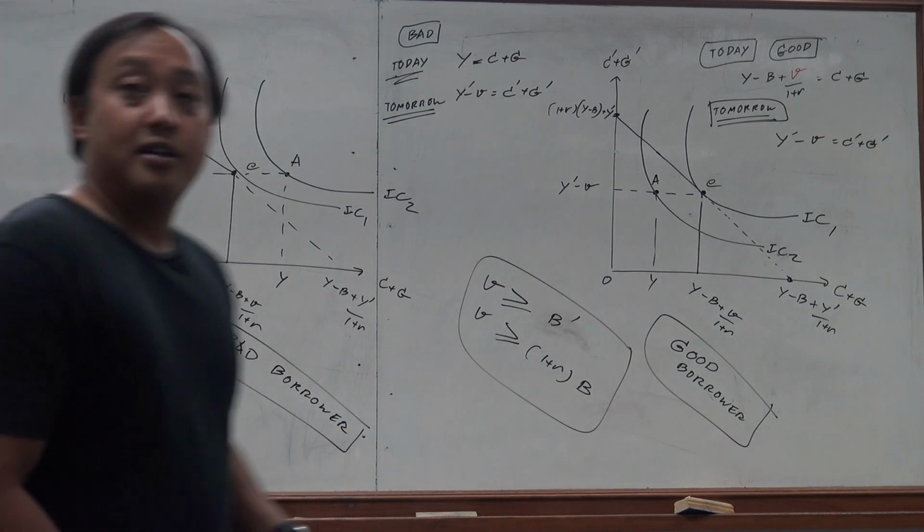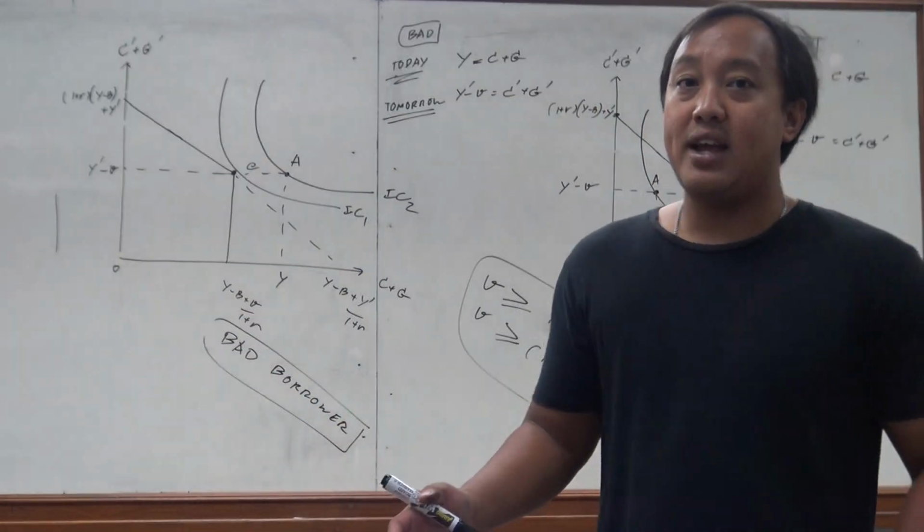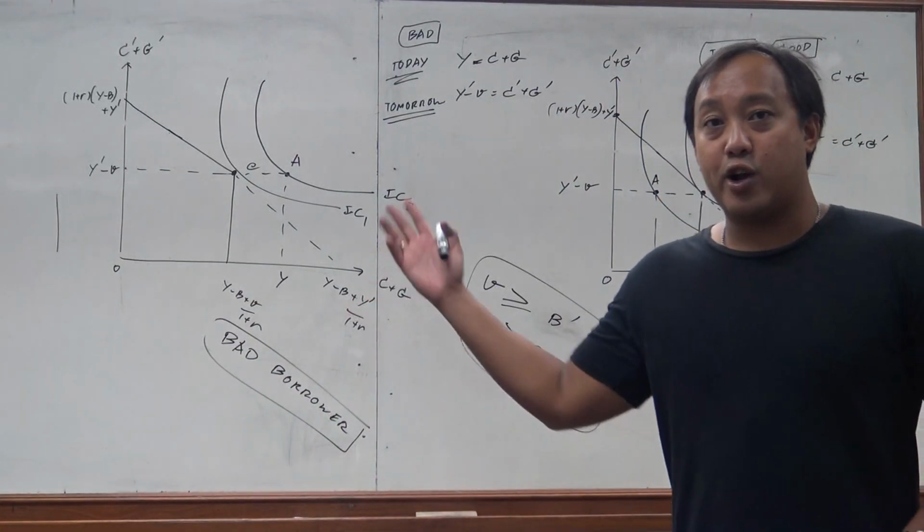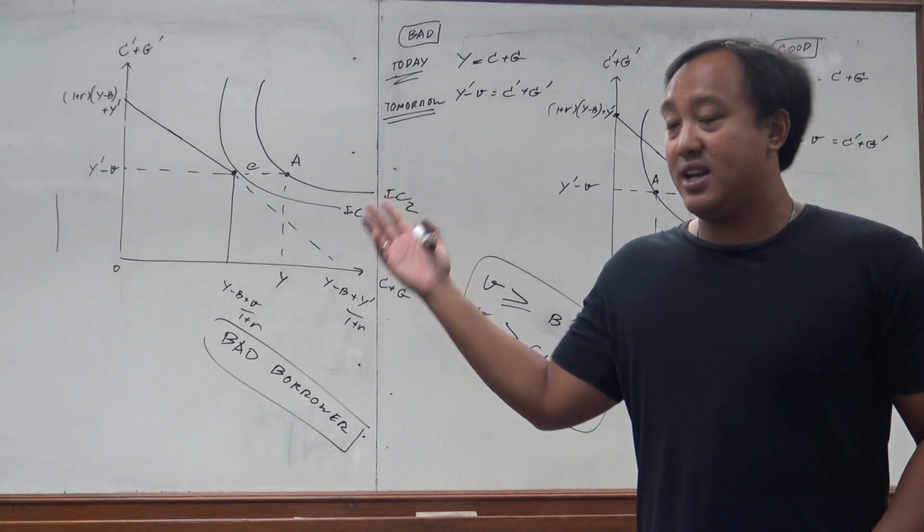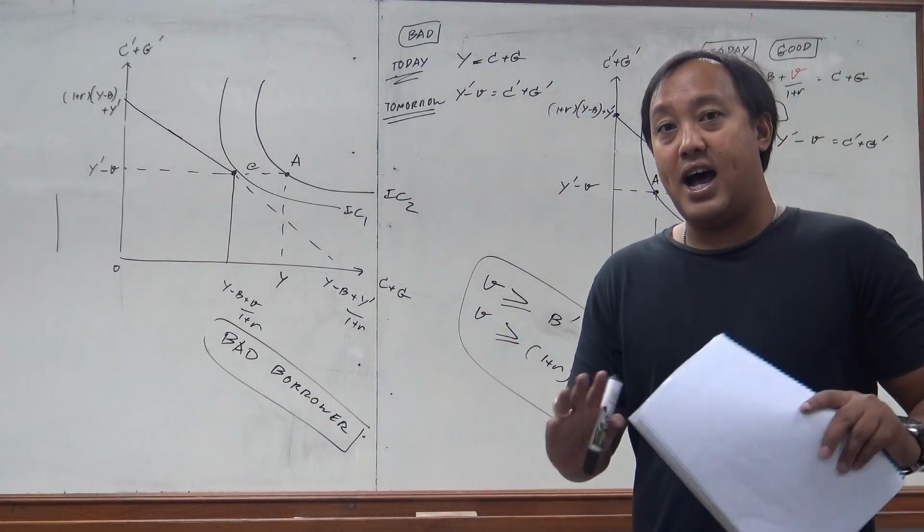Okay, so we're done with the case of the whole country. We're done with the good borrower country and the bad borrower country. So then it's done for this script.